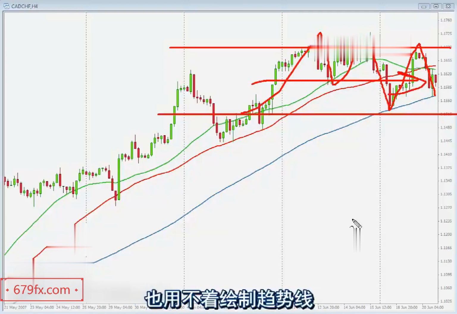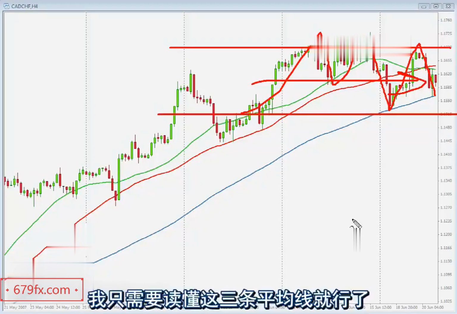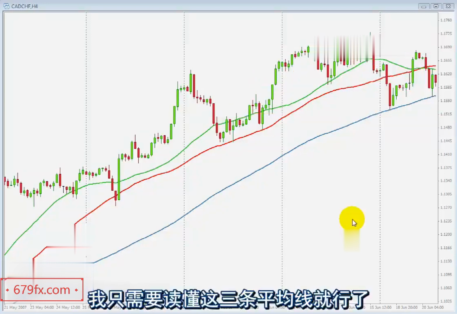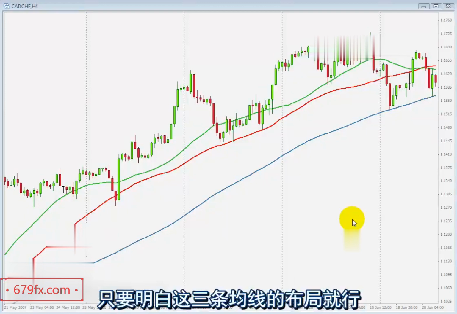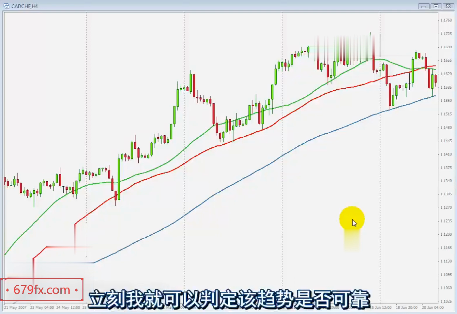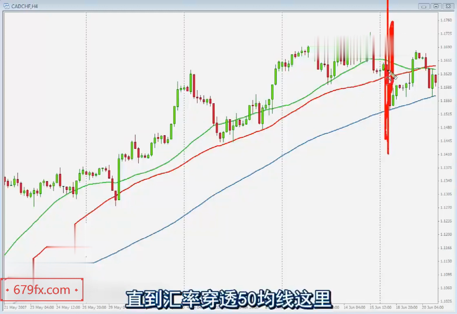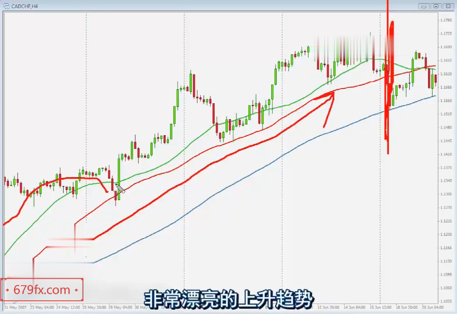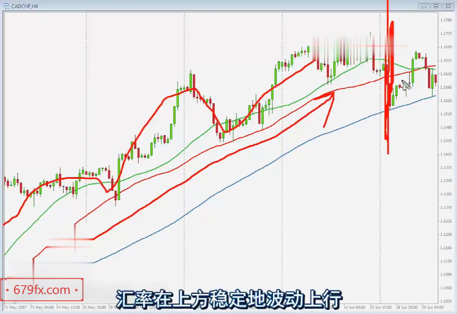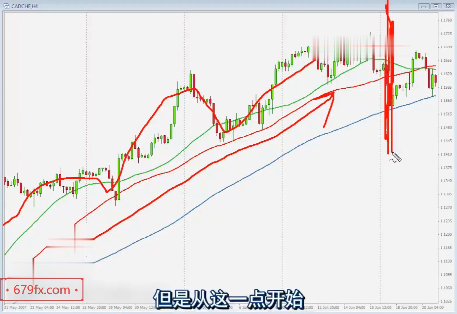I don't need any indicator. I don't need to draw any trend line. I only need to read price around my 3 simple moving averages. I just need to have a look at how the moving averages are plotting in my chart, and instantly I can tell you whether this trend is still in place or not. All the way up to here, all the way up to this breakout of the 50, it was a beautiful trend, price nicely bouncing up. From this point on, we are trending no more.